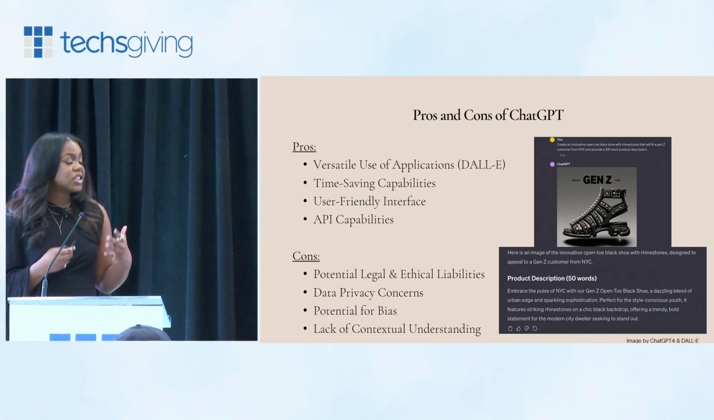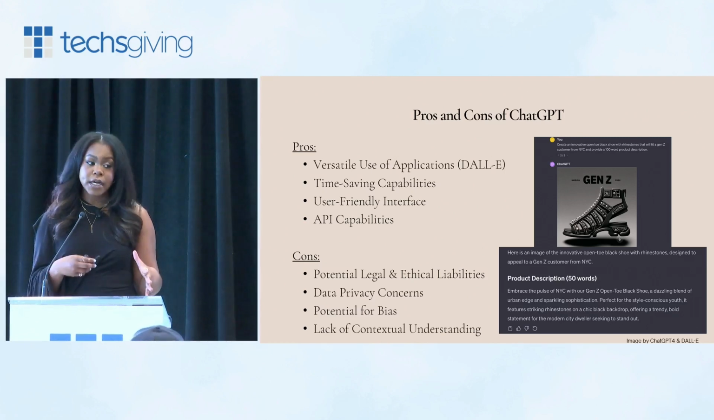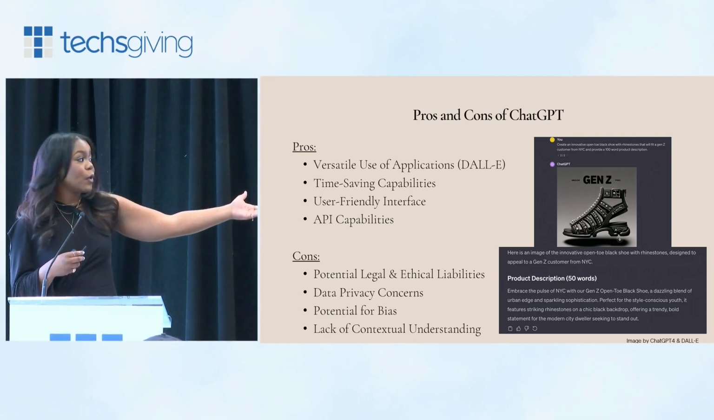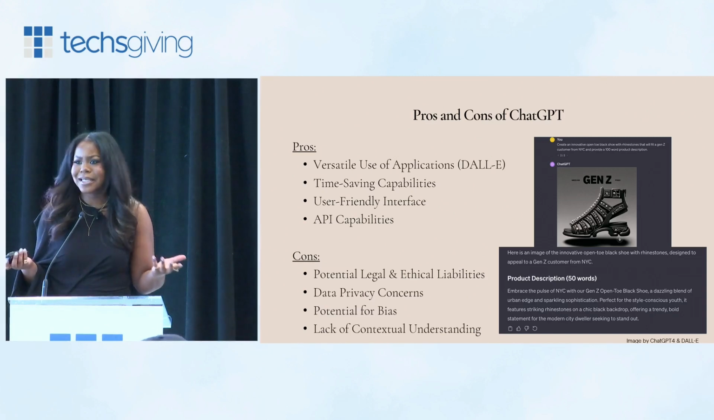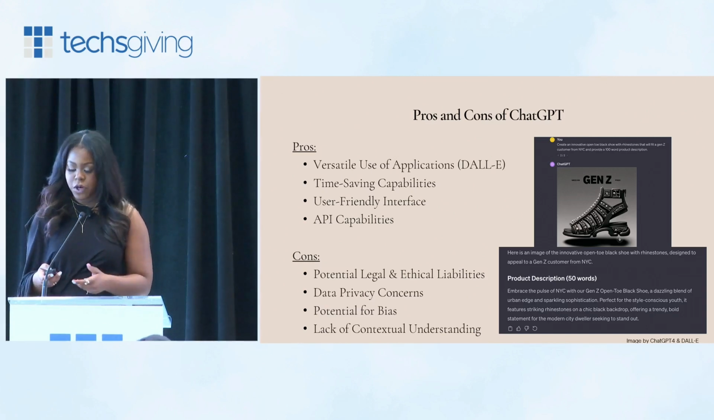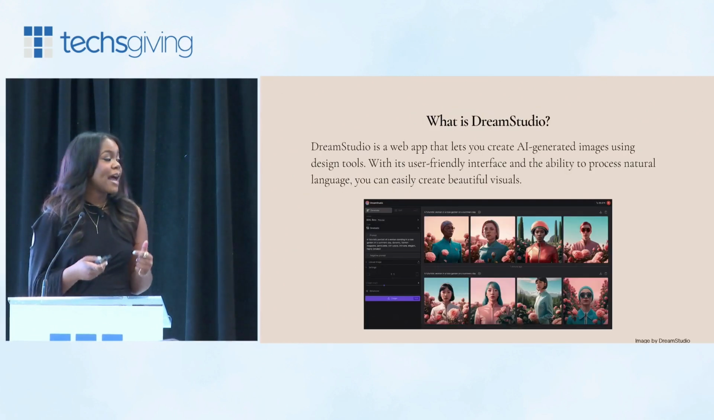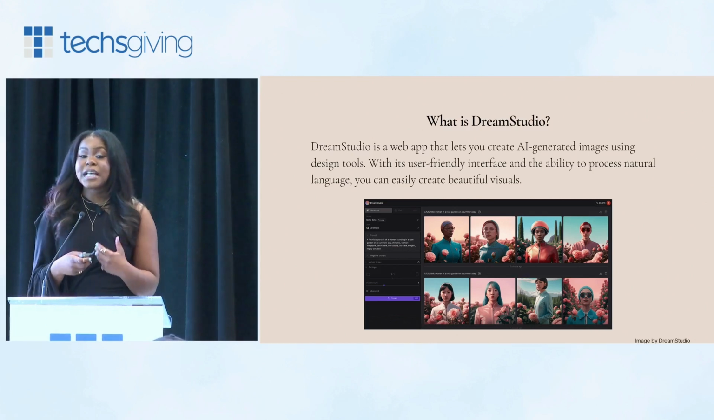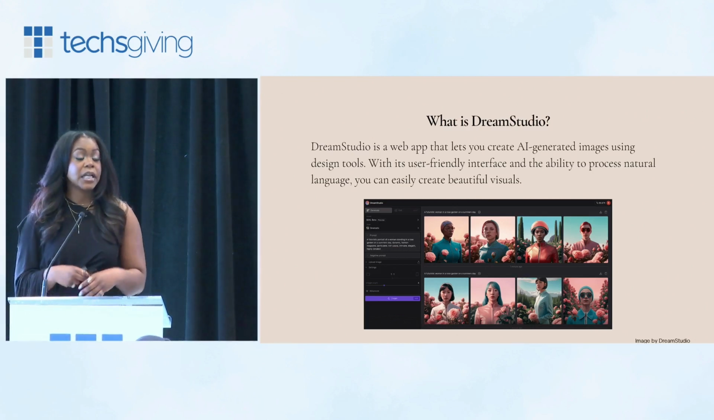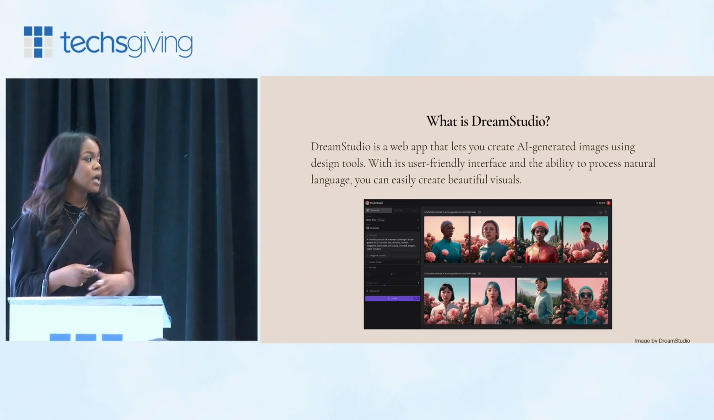But overall, ChatGPT is a great way to start, because as you can see, it quickly generated that image for me in less than 10 seconds, and now I have something to work with. Next, we have Dream Studio. Dream Studio is actually one of my personal favorites, and a lot of creatives I know utilize it.